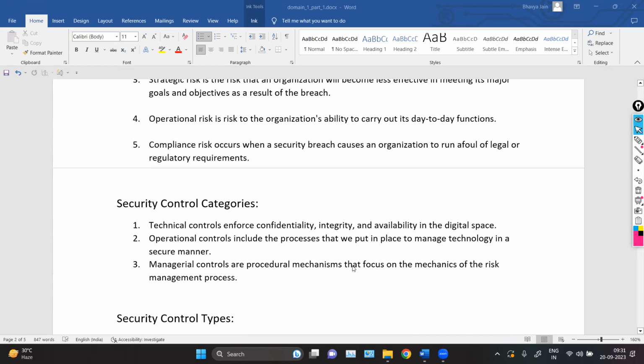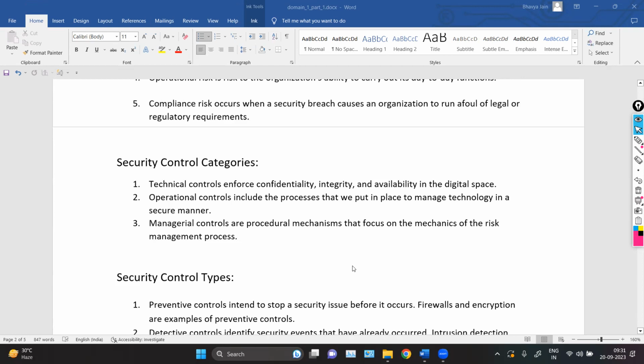Then your risk categories: financial, reputational, strategic, operational, and compliance. Then we have security control strategy categories. Technical controls are where we secure the data digitally using confidentiality, integrity, and availability. Operational controls are where we manage the technology in a secure manner, for example securing your information systems, servers, devices, firewalls, etc. And management controls are where we manage the risk management processes. Risk management is all about risk analysis and risk reduction.